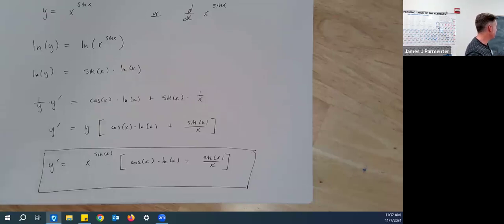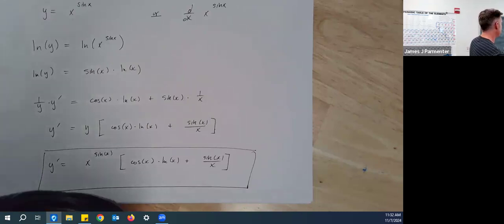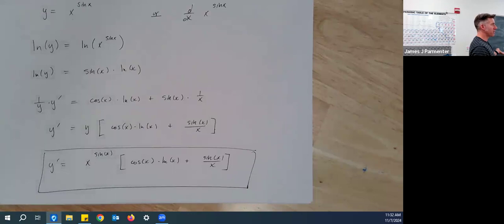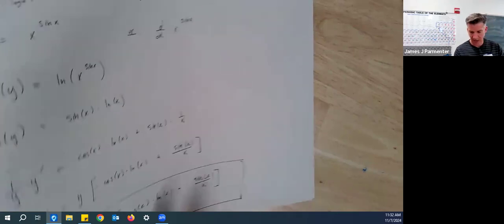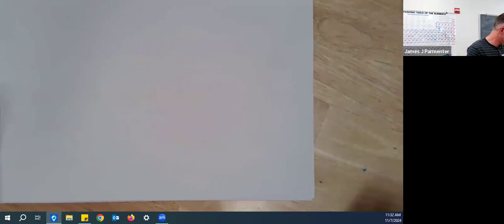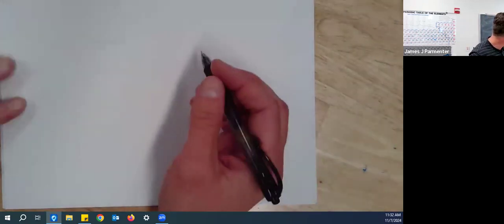There was something else. Sometimes people will ask you to use logarithmic differentiation even when it's not some variable raised to another variable power. Again, looking at these problems in the textbook, here's an example. I don't know if I love this process personally for this, but since you were asked to do it, we should at least do one of them.